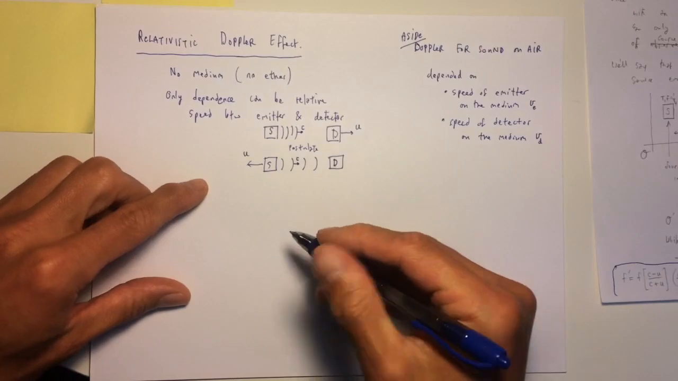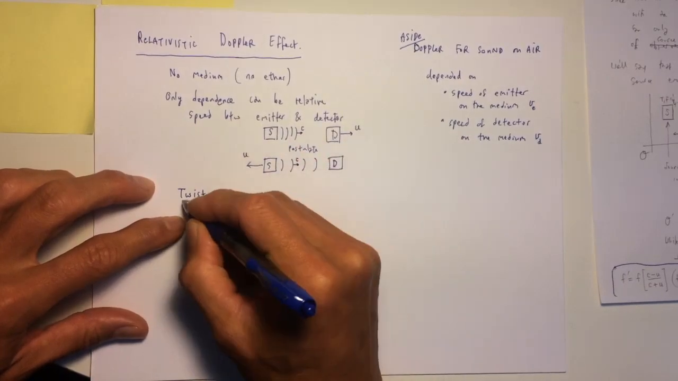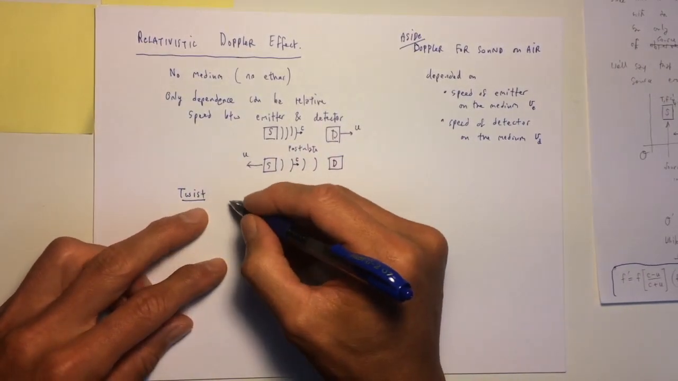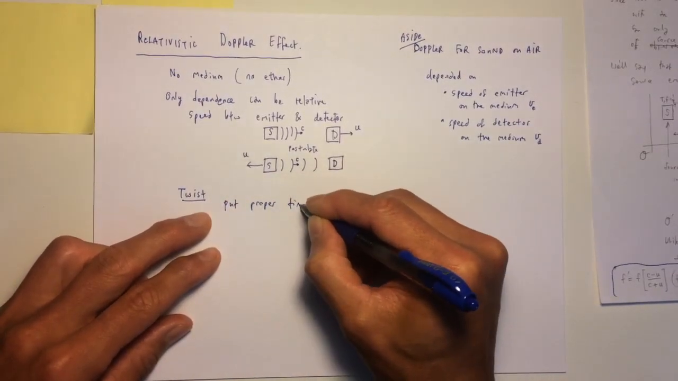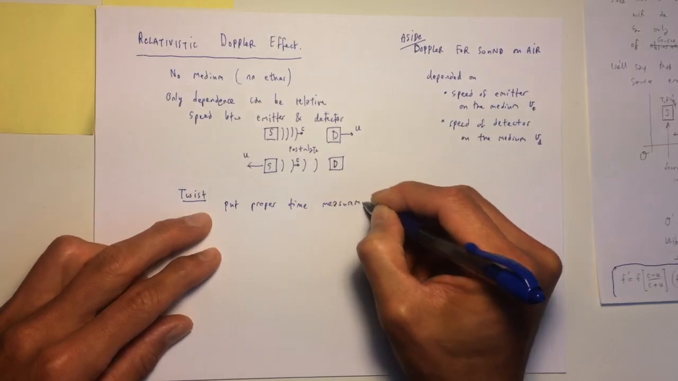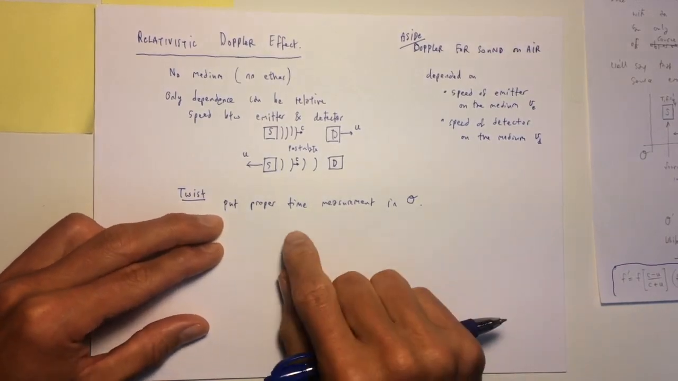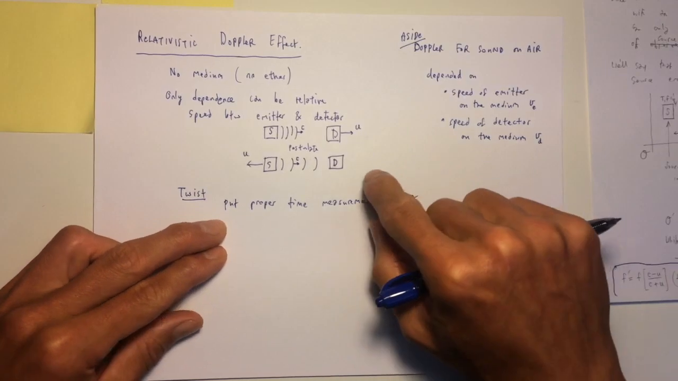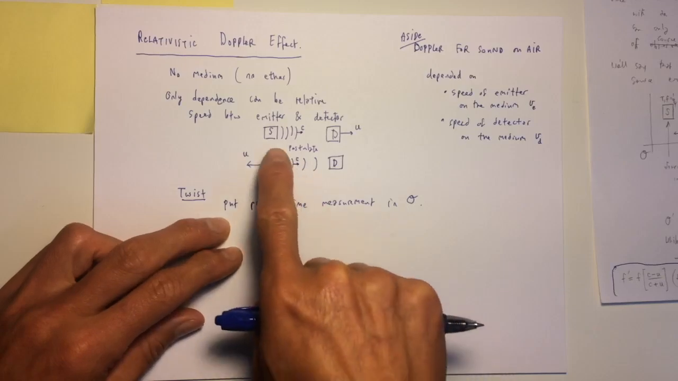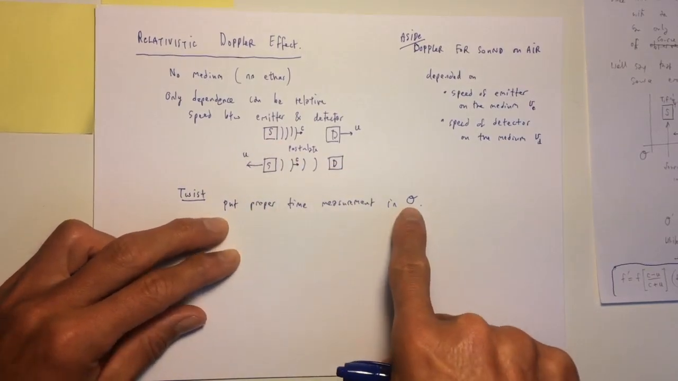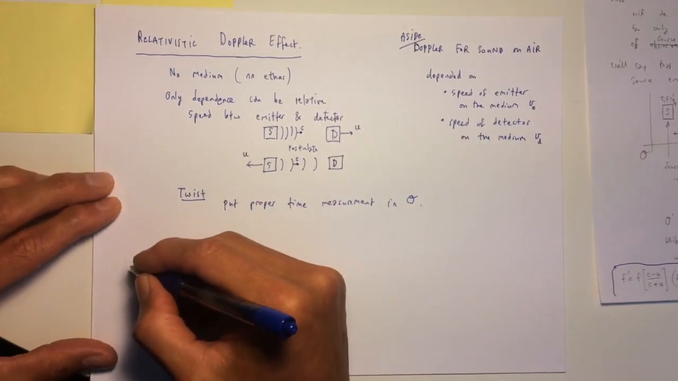Okay, so what we're going to do is we're going to have a bit of a twist. The twist is, we're going to put the proper time measurement in O. So the reason why this is a twist is because we've been giving the proper time to some stationary device in O prime. But now we're going to imagine the stationary device to be actually in O instead. Okay, so here are two pictures.